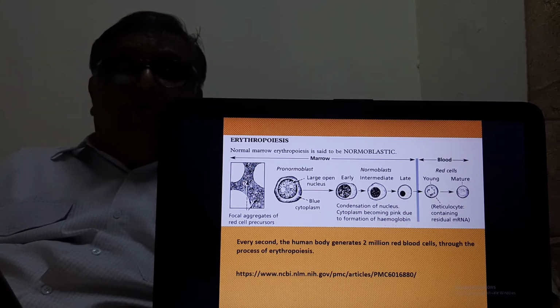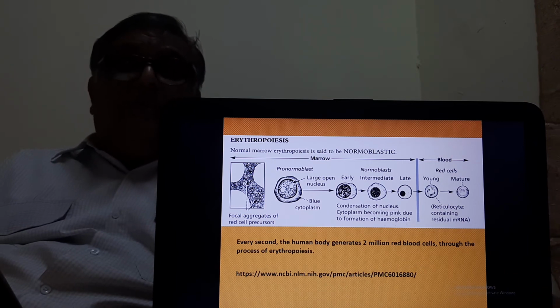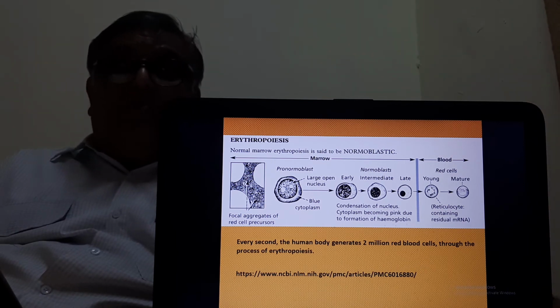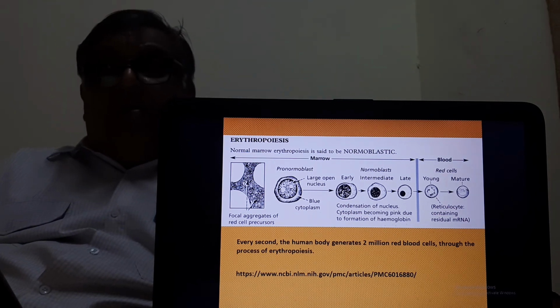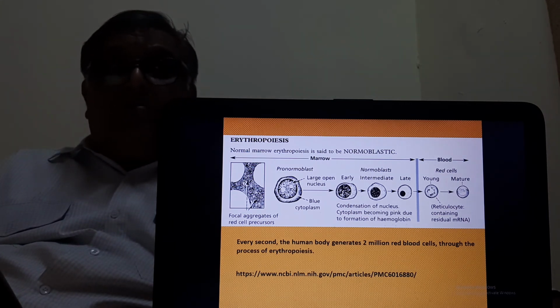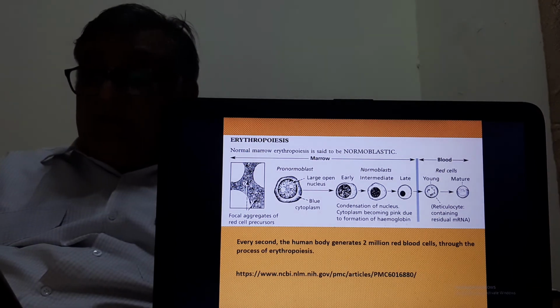The total life of a reticulocyte is around 4 days, out of which 3 days are spent in the marrow and the rest 1 day is spent in the peripheral blood. Later, the reticulocyte matures into an RBC which survives for 120 days.